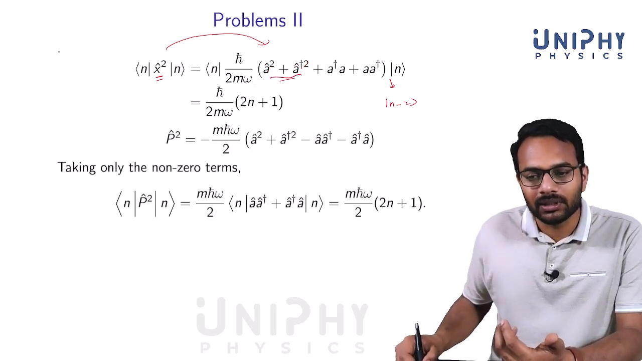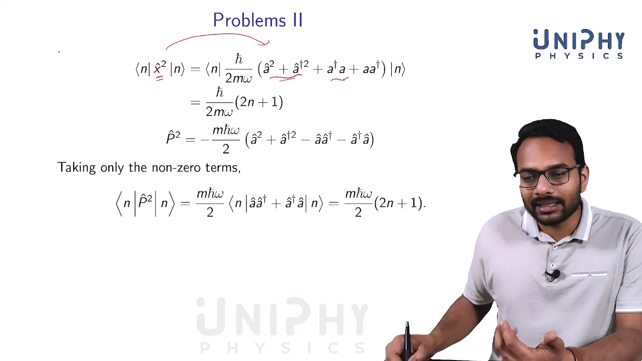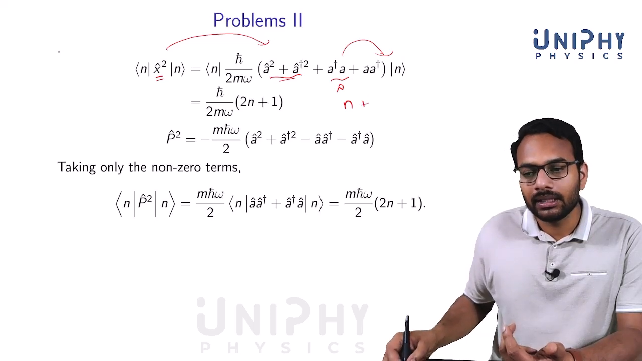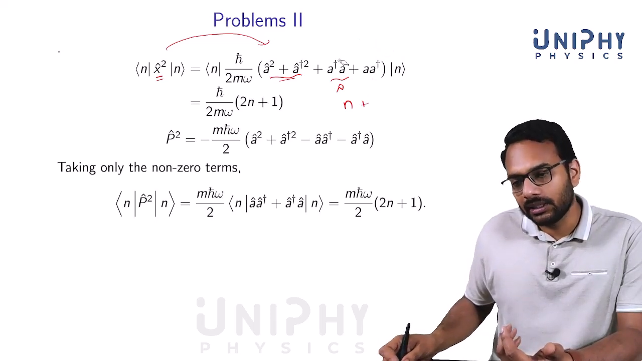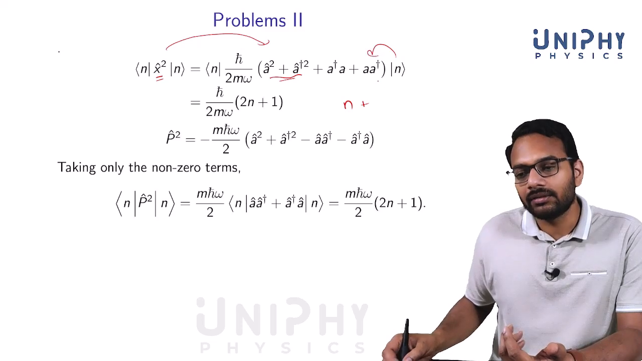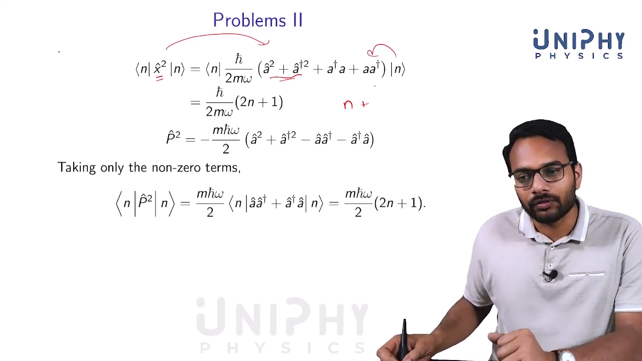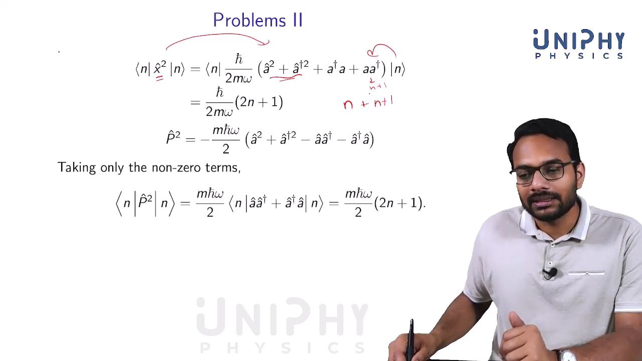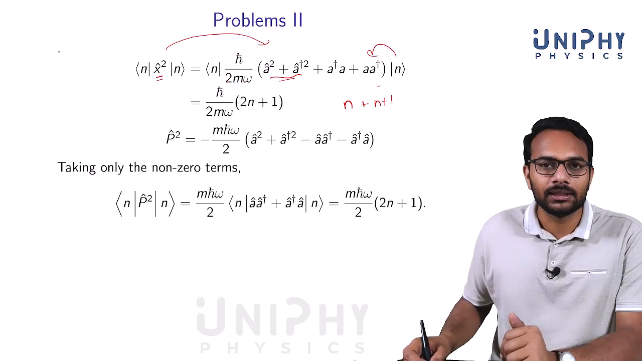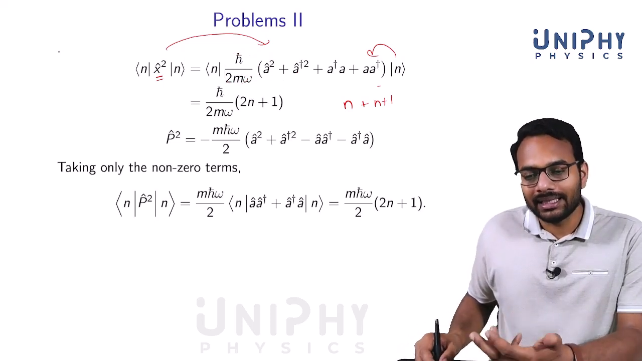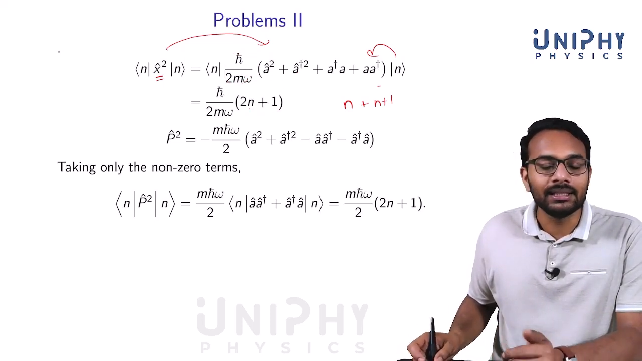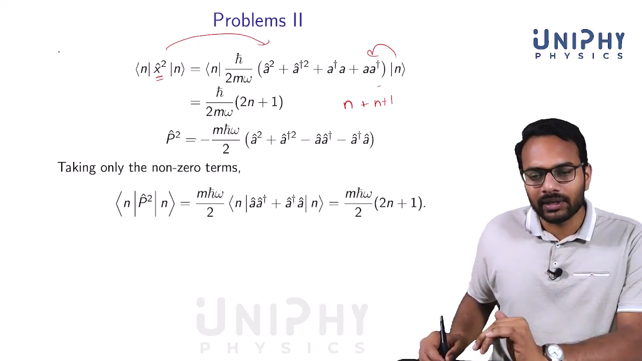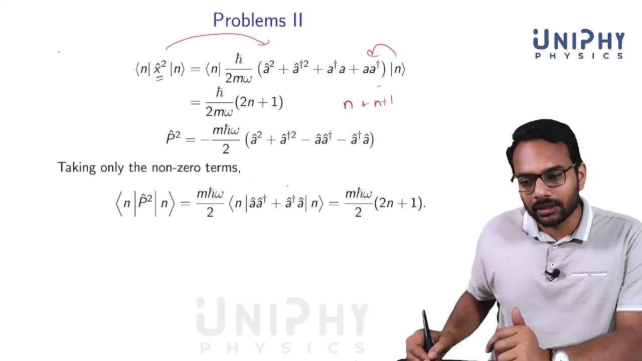These two terms will immediately give you 0, and we know that a dagger a is known as the number operator. Acting on n, it just gives you the number n. Similarly, n is also an eigenvector of a a dagger with eigenvalue n plus 1. We have seen this. So it's actually 2n plus 1 with this constant. It's easy to calculate: h cross by 2 m omega times 2n plus 1 is the expectation value of x square in the nth energy eigenstate. Similarly, let's find it for p square. You can complete this. Again, there are only two non-zero terms.